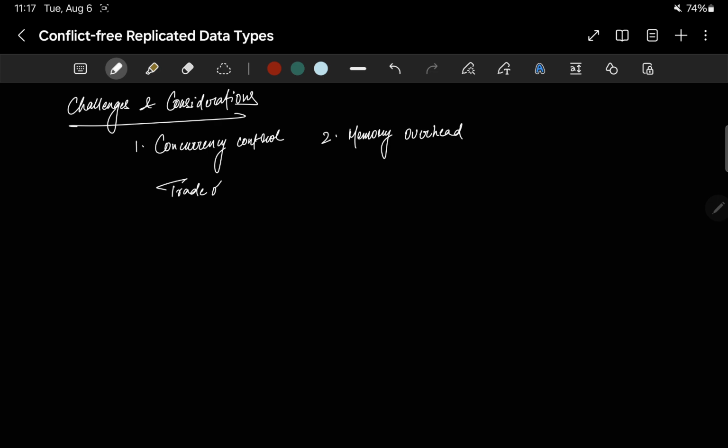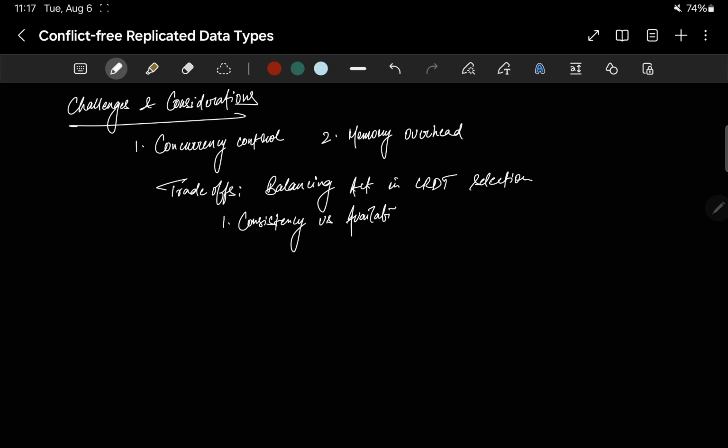Let's talk about trade-offs. Balancing act in CRDT selection. So what kind of CRDT do we need? First one is consistency versus availability. Choosing a CRDT involves navigating trade-offs between consistency of the distributed system and its availability. Striking the right balance is essential based on the specific requirements of our application, like what level of consistency we need and what level of availability we need.